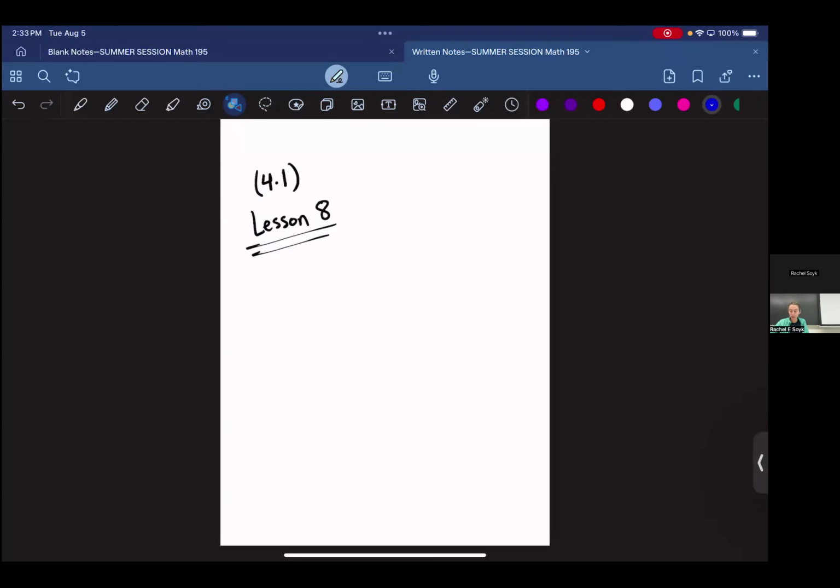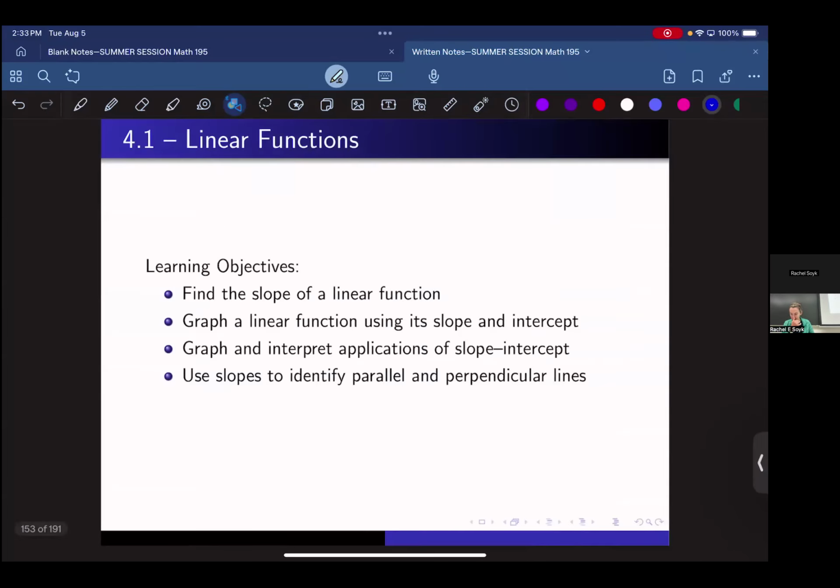All right, so now we're on to chapter 4. We finished all of our chapter 3. And once again, we'll be working with linear functions. So a lot of you guys, I think, will be pros for this lesson.